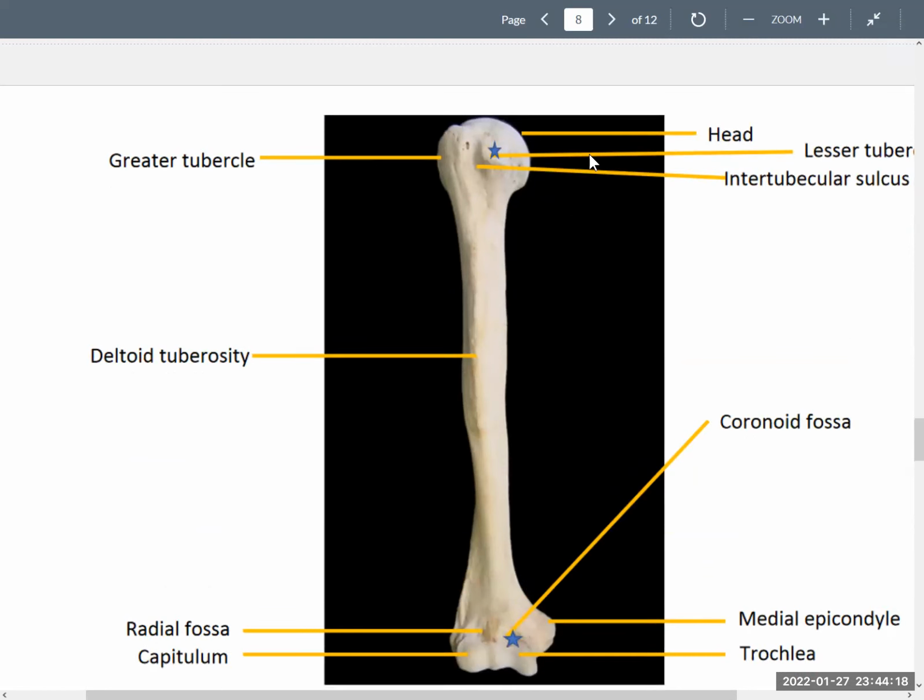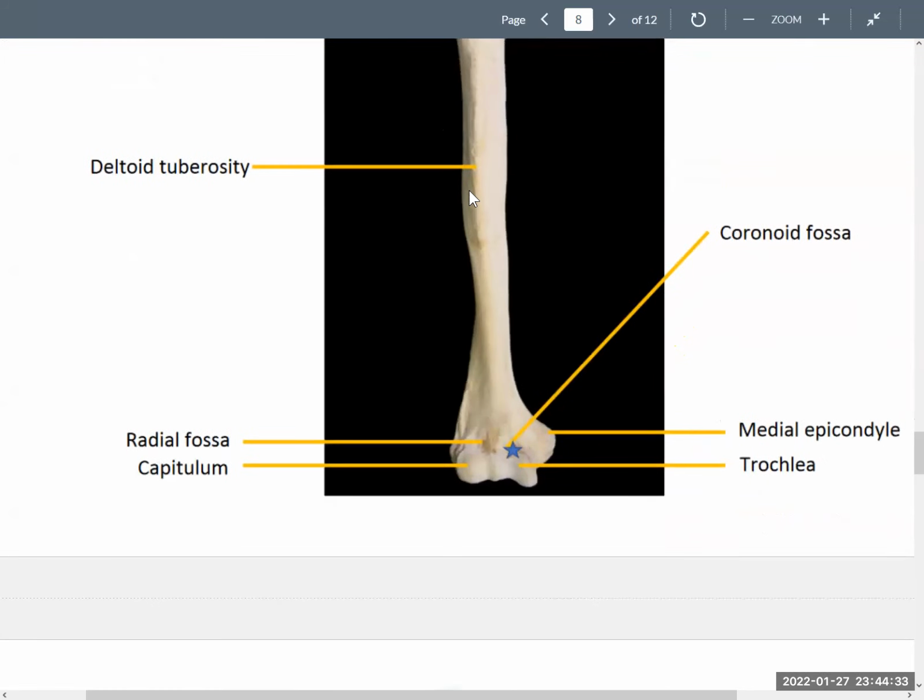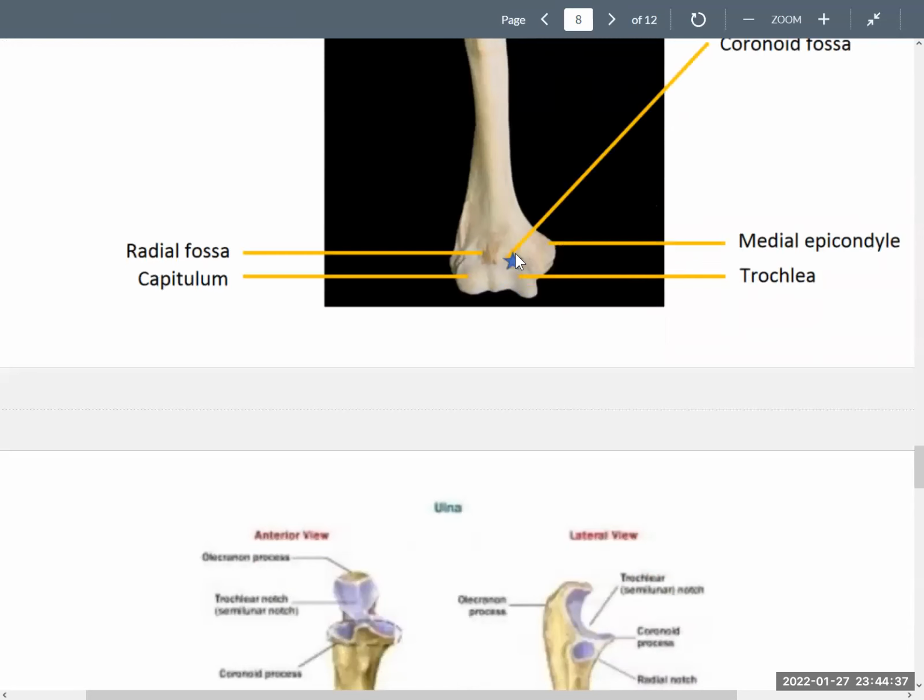Greater tubercle, lesser tubercle, head, intertubercular sulcus. Now the surgical and anatomical neck are not here. It's the same picture. Deltoid tuberosity, coronoid fossa, medial epicondyle, trochlea, capitulum, and the radial fossa.